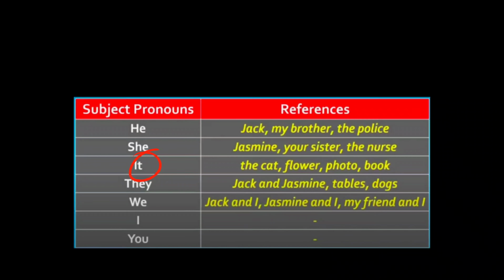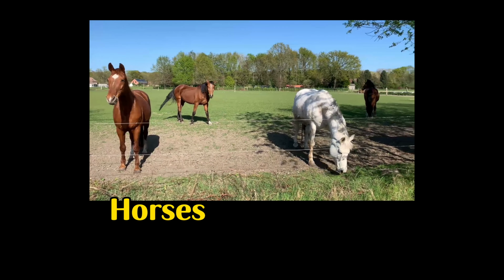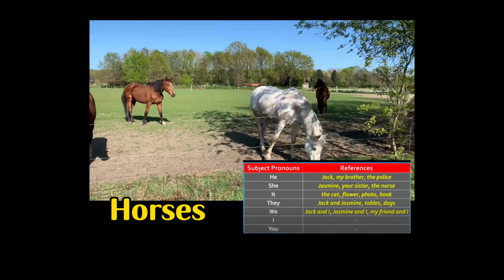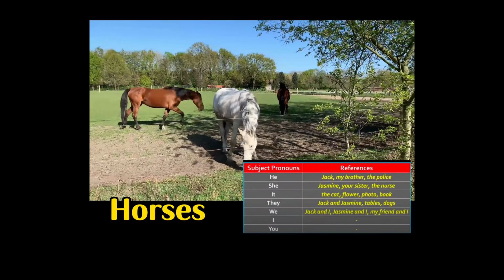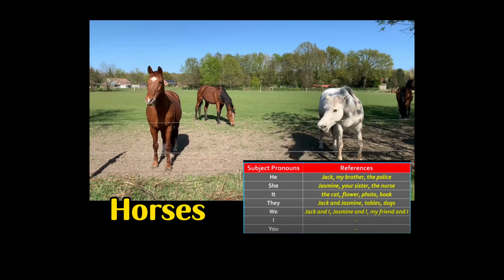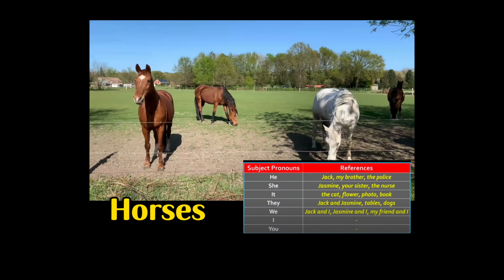And as you can see, flower is a living thing. Photo is a non-living thing. Subject pronoun it can be used to refer to non-living things and living things. Now let's try an example for affirmative and negative statement. Please look at this clip. What are these? These are horses. And if you refer to the table, you can see that horses are animals. Animals use the subject pronoun it.